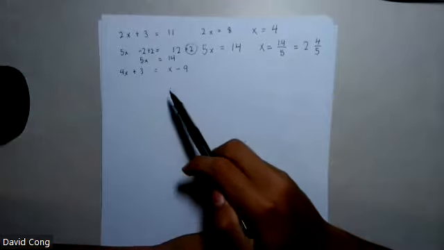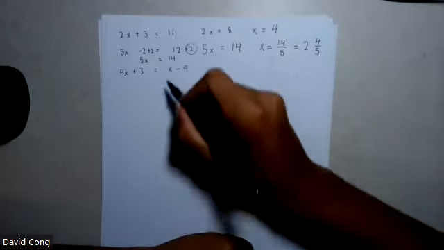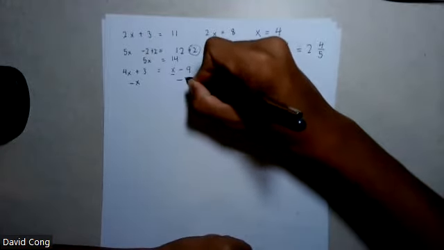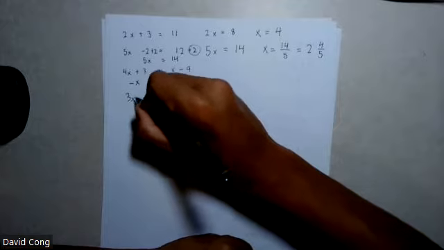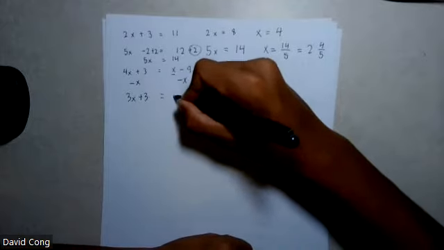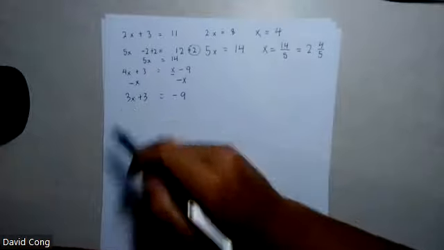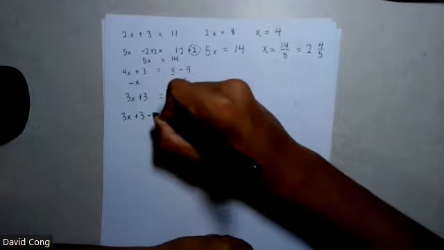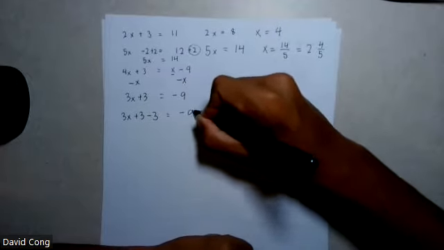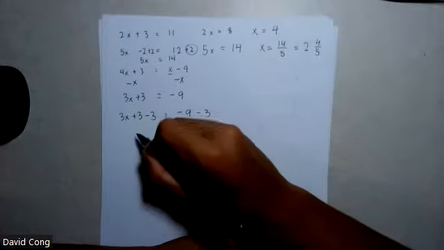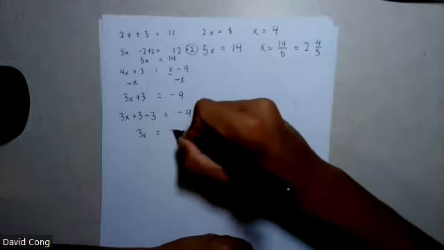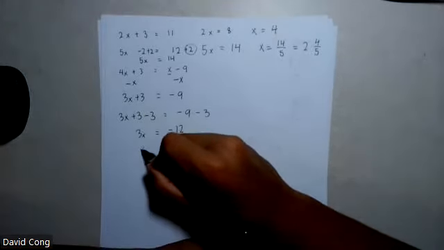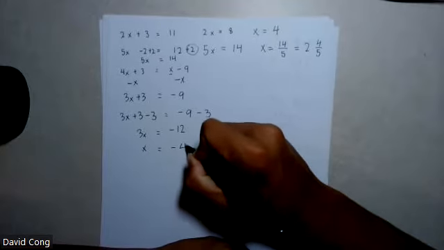Now onto this one. We want to make sure there's only x on one side, so we want to find the smallest one, subtract by x. So let's subtract by x on both sides. We're left with 3x plus 3 is equal to -9. Again, we want to make sure x is alone. So we do 3x plus 3. Now we have to subtract 3, but then we have to subtract 3 from this side also. So we're left with 3x equals -12. And then to get x by itself, we divide by 3. X is -4.